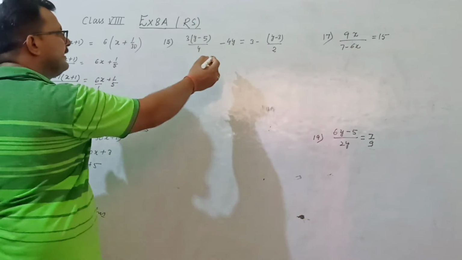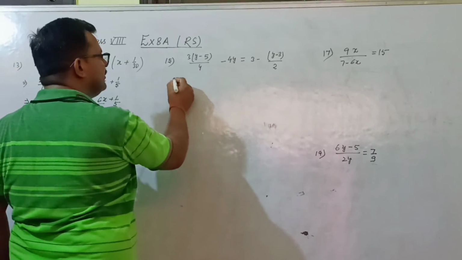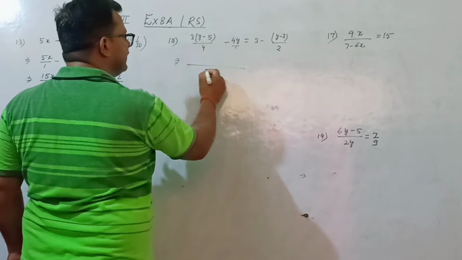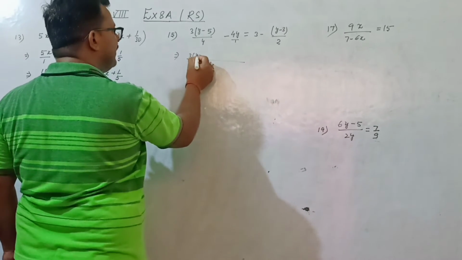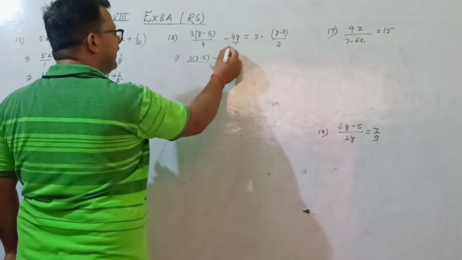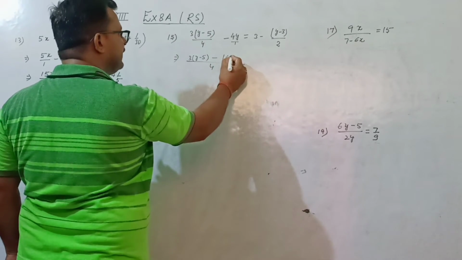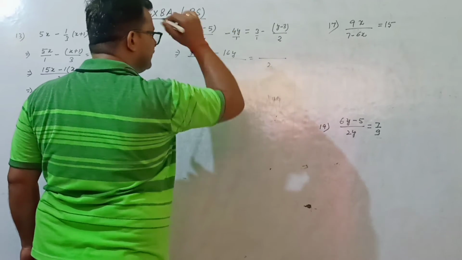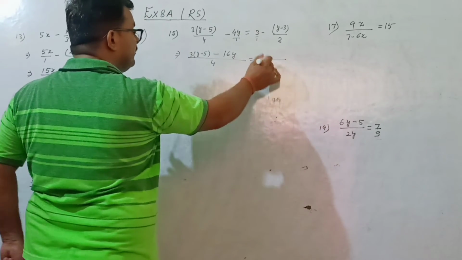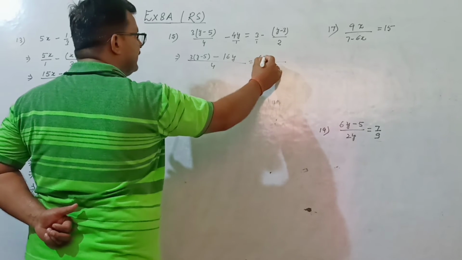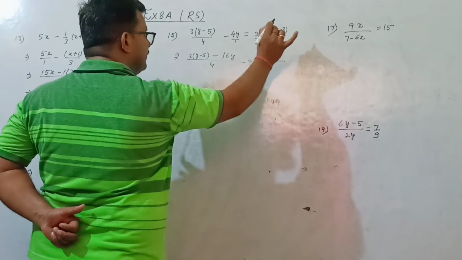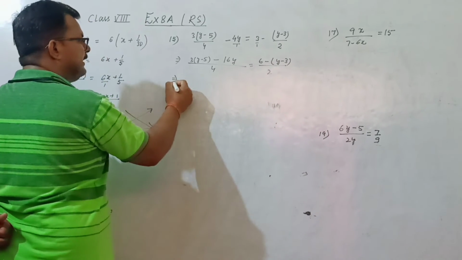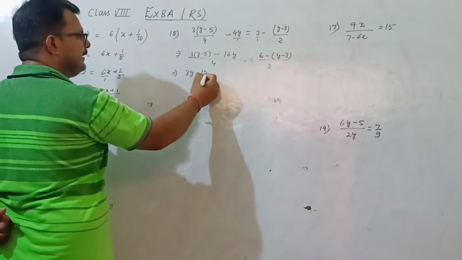See, again the same type of question. What you have to do? You have to take the LCM. Here you can consider 1, 4, 3 into (y minus 5). Here divide by 1, 4 will come, 4 times 4 is 16y. Again here you can take LCM 2. Here 1 divide 2 by 1, 2 times 3 is 6, and here 2 times 1 is 2. If you multiply by 1, there will be no change. 3y minus 15 here.